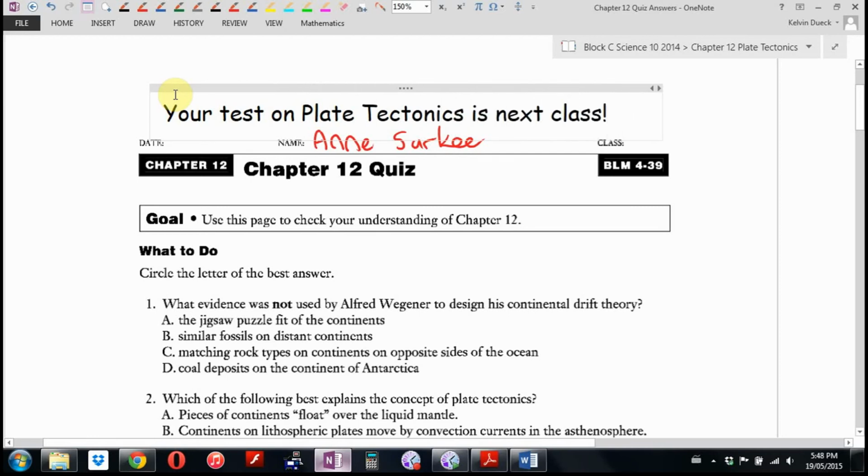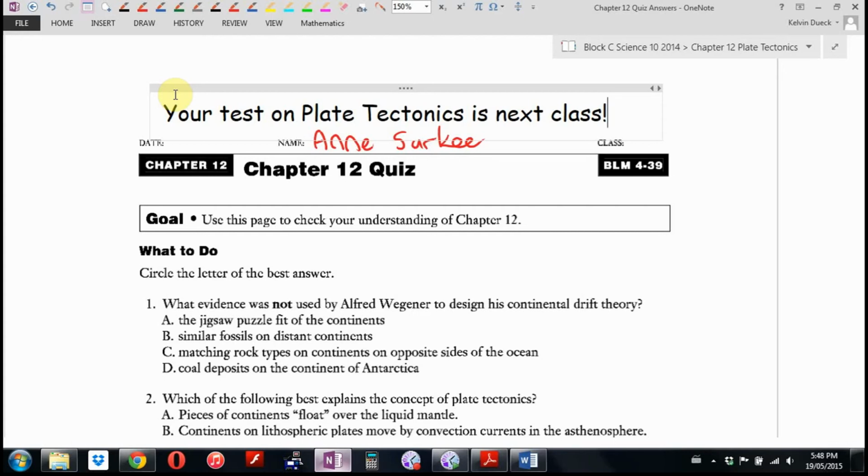Your test on plate tectonics is next class. That's Friday. That's 2 days from now. We have finished plate tectonics. What will be on there? It's mostly multiple choice and matching. In fact, for the written, there's only 3 marks worth of written. I'm even going to tell you what the question is.